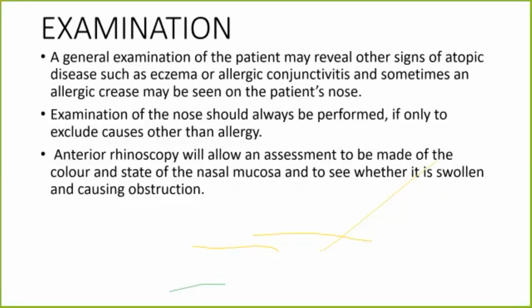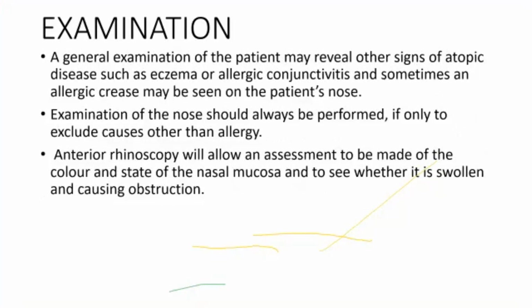General examination of the patient may reveal other signs of atopic diseases such as eczema or allergic conjunctivitis, and sometimes an allergic crease may be seen on the patient's nose. Examination of the nose should always be performed if only to exclude causes other than allergy. Anterior rhinoscopy will allow an assessment of the color and state of the nasal mucosa and to see whether it is swollen and causing obstruction.